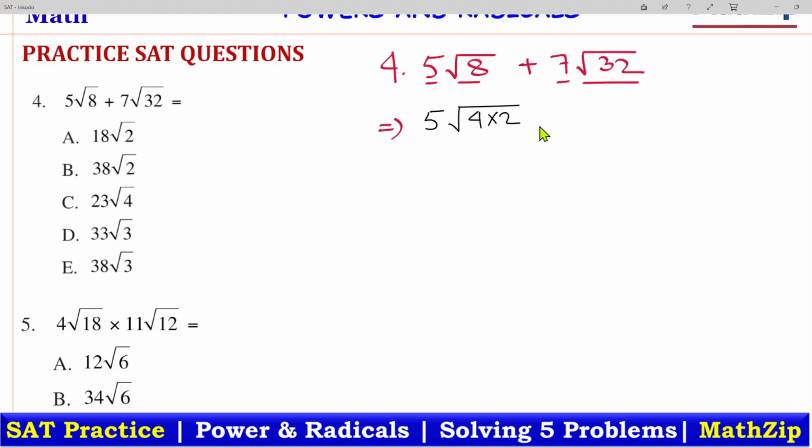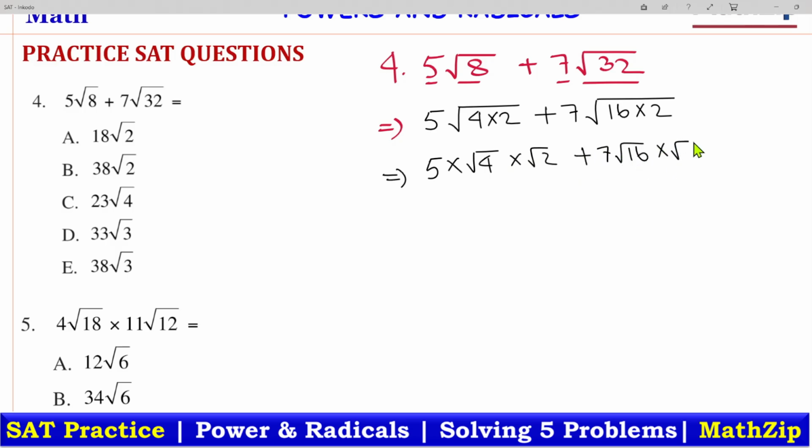Why do we need this? We will discuss right now. 7 root 32, this 32 we can write as 16 times 2. Okay, so 16 is a perfect square. Now look, here is 5 times root 4 times root 2 plus 7 root 16 times root 2. How? Because we know root AB we can write as root A times root B.